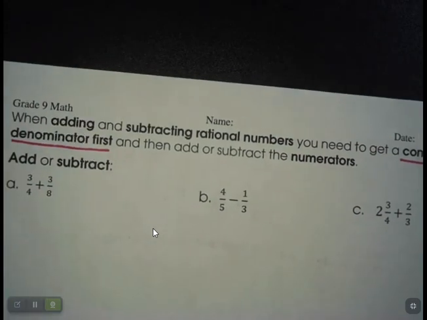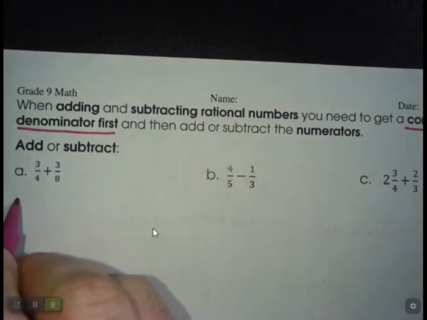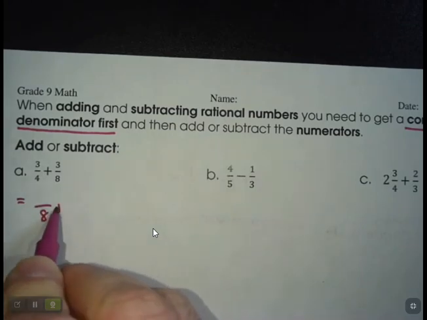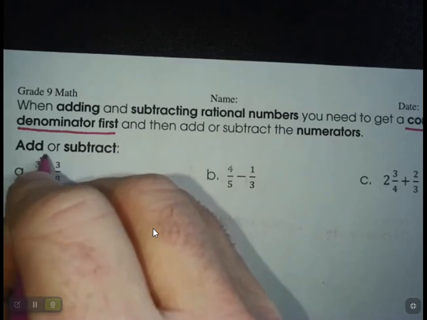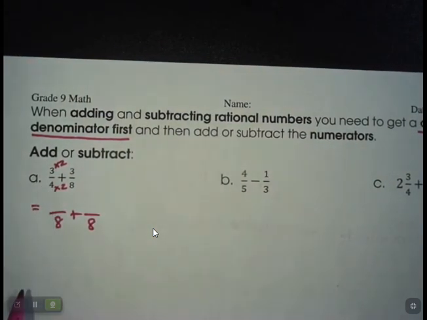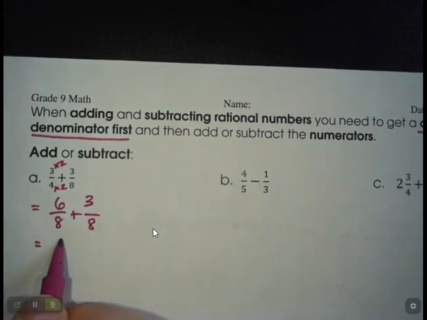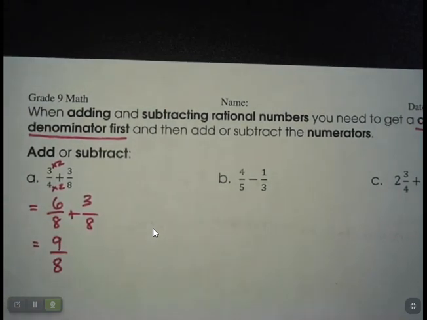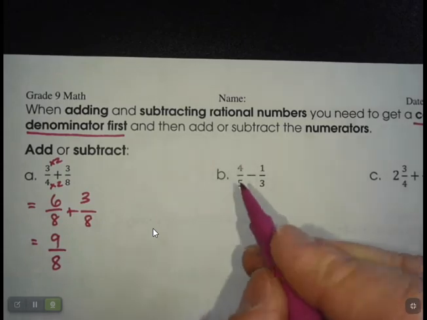So if it's not a common denominator, okay, we have to do this. So if we look at this, our common denominator is going to be 8. You ask yourselves, okay, how do I do that? I multiply the top and bottom by the same number. And then I can just add the tops together. All right, 6 plus 3 is 9.